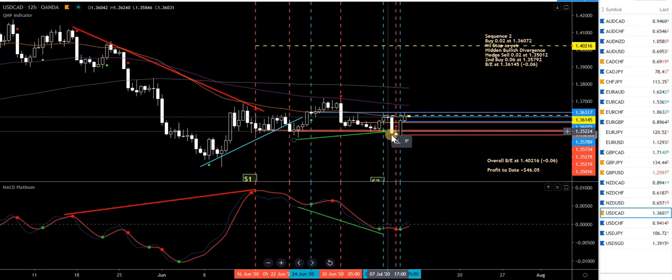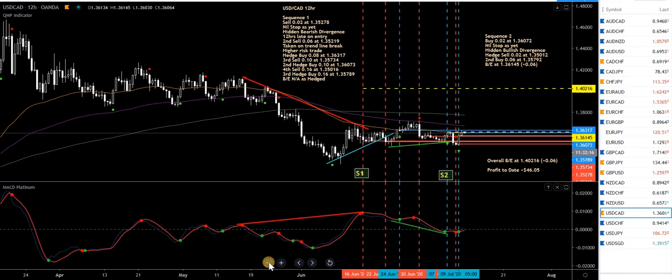So we had a buy, sell, buy. Really, it's a pair that does my head in sometimes, USD CAD. Overall break even is up here, don't worry about that too much. Highly unlikely we're going to get up there. It's all very tight around the MACD platinum, around the zero level also.